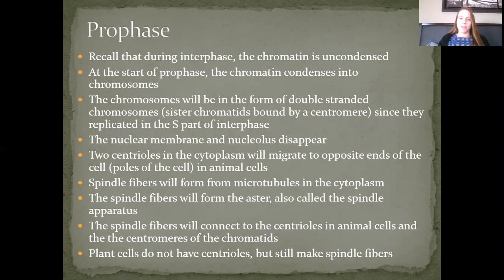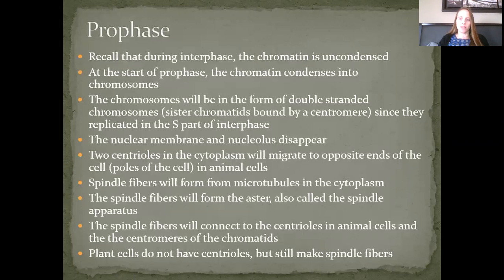Prophase is what happens right after interphase. So in interphase, you have the chromatin, which is the uncondensed version of our chromosomes. And then at the start of prophase, that chromatin will condense into the actual chromosomes that we see. The chromosomes will be double-stranded in prophase because if you remember, during the S part of interphase, the chromosomes replicate. So they go from single to double-stranded during the S portion of interphase. And so by the time you get to prophase, all of the chromosomes are already double-stranded. So there'll be that X shape.